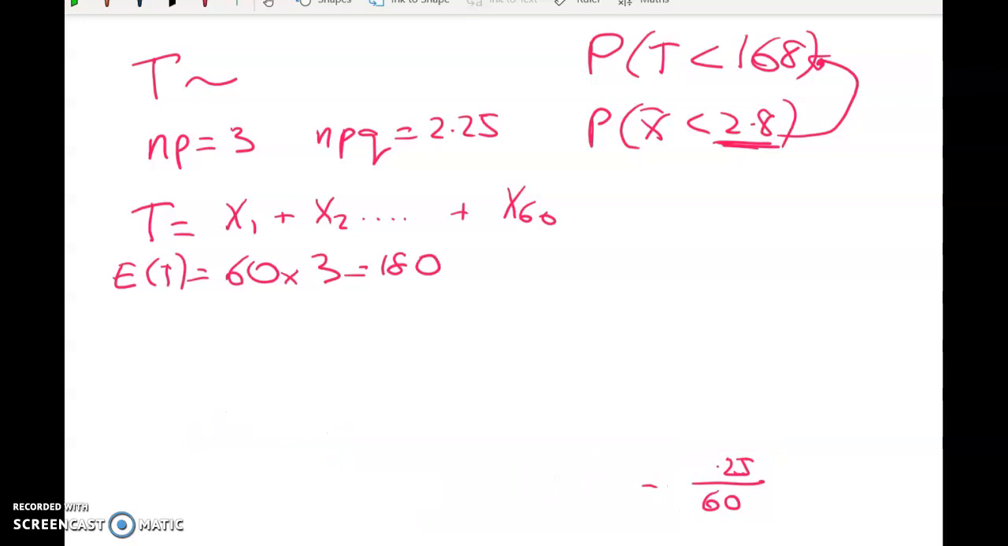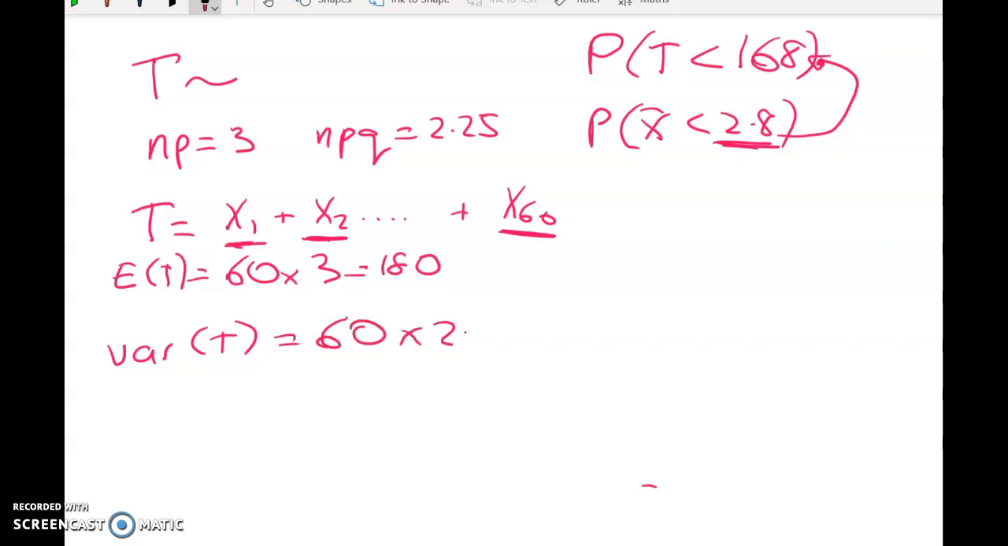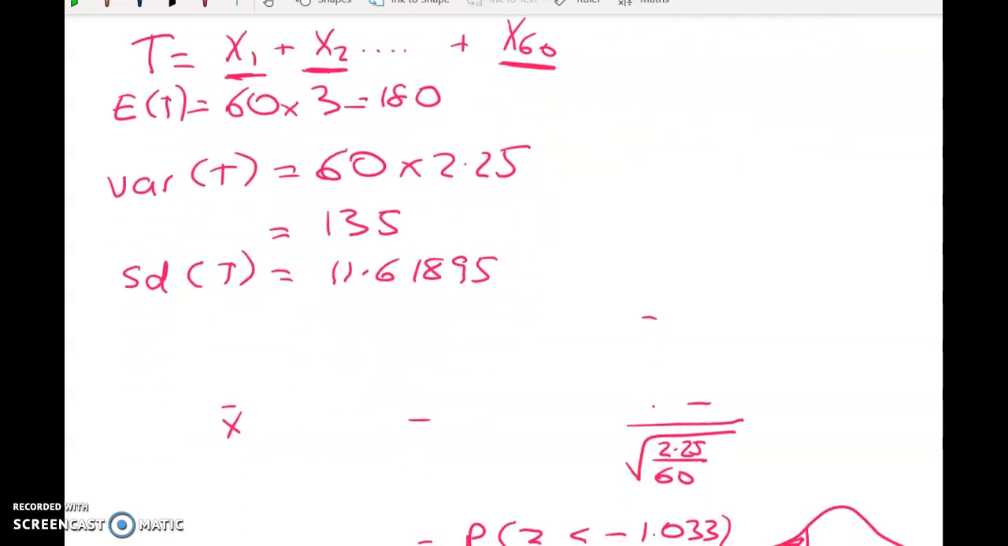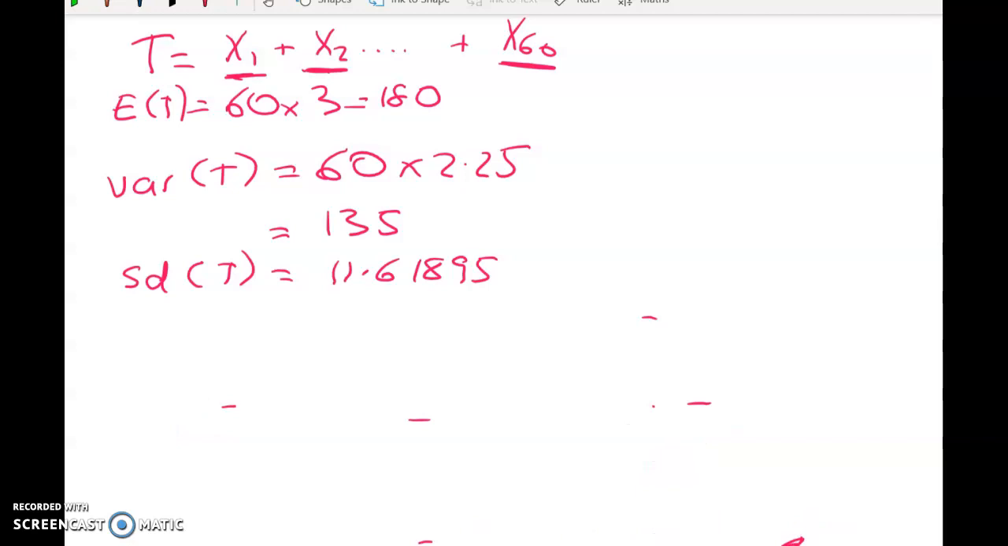So we've got E of T is 60 times 3. And what about the variance of T? Well, the variance of T is the variance of each of these added up together. And there are 60 of them, so it's 60 times 2.25. So it's a lot like what we had in question 1. That gives me a variance of 135, and that gives me a standard deviation of the total of 11.61895.